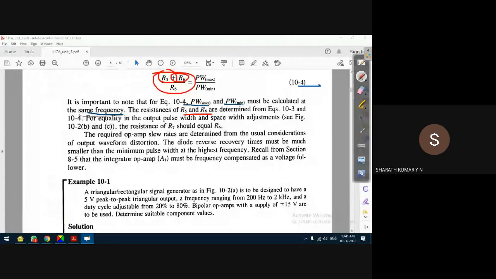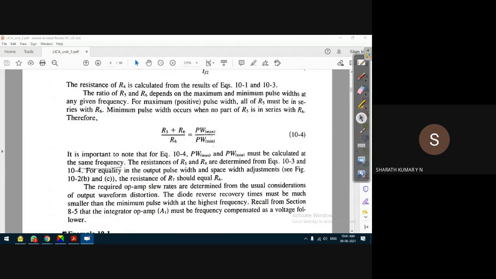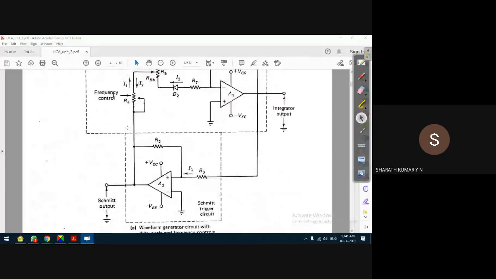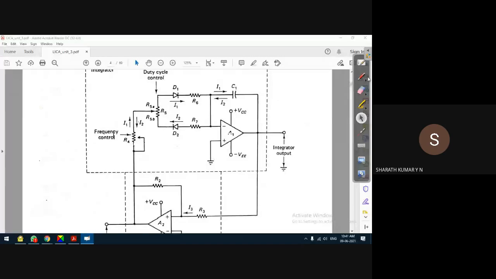the resistances R6 and R7 should be equal. That means, this R6 and R7 make sure that, yeah, here it is. This R6 and R7 should be equal.